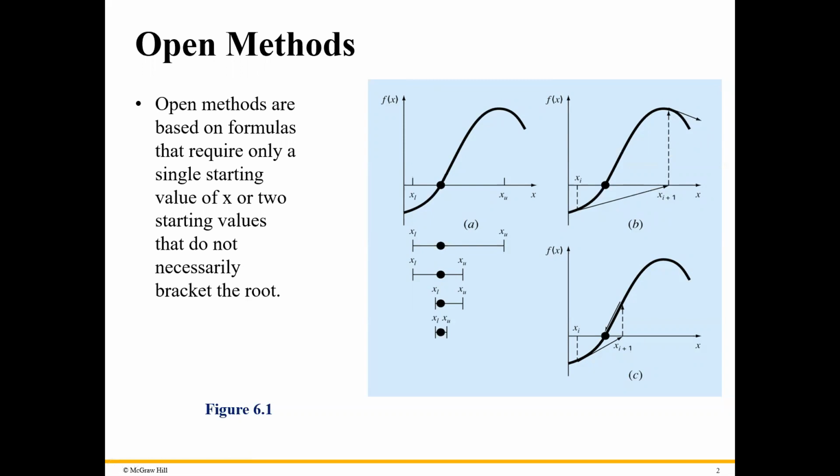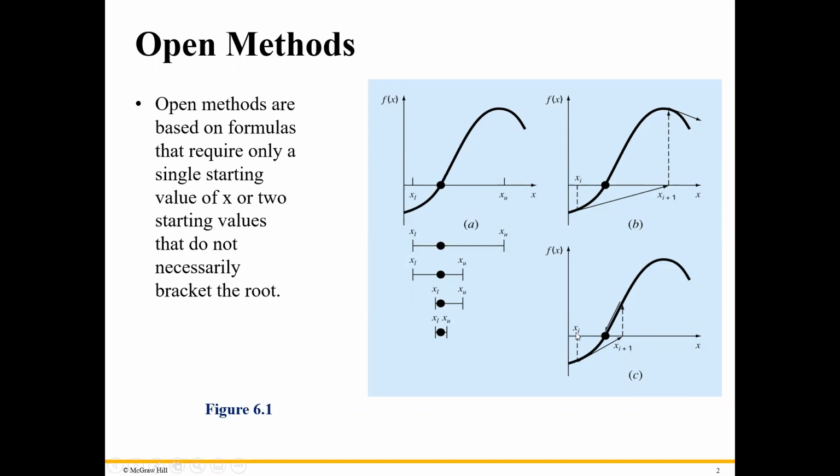However, one of the drawbacks of the open methods is that the open methods are not guaranteed to be convergent. So this figure B is the example of the open methods in which the method is not converging, it is diverging. So in this case, this method will fail to provide us the solution. However, when an open method is converging, the solution is sometimes obtained quite rapidly compared with the bracketing method, such as in this example C.